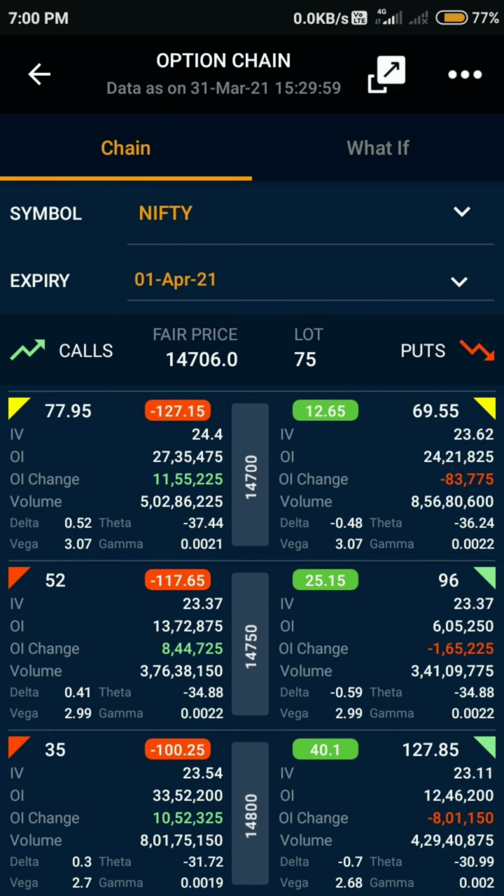Now if we analyze the option chain, we can see that the 14,800 call has the highest open interest, around 33,50,000, and it will act as resistance for tomorrow's expiry. And also we had short build up around 14,800 levels. So 14,800 seems to be the upper end for tomorrow's expiry, but if we break and sustain above 14,800, we can see around 14,900 levels coming.